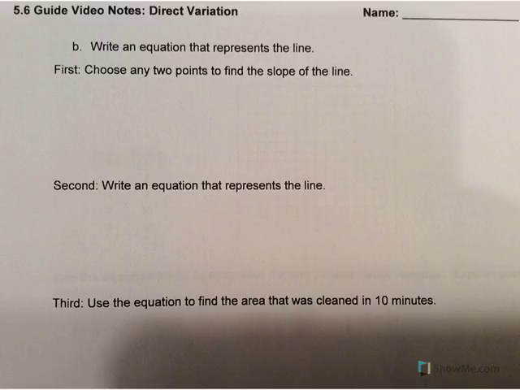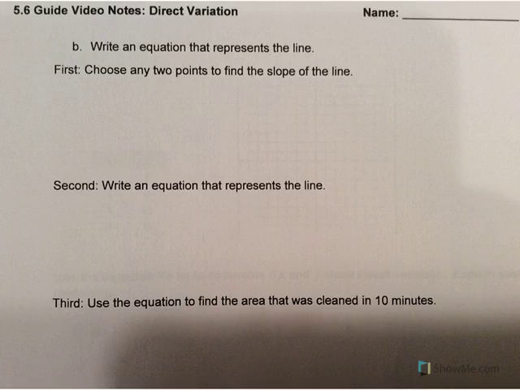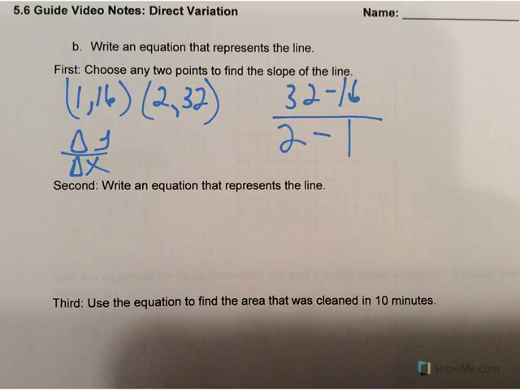Now there are questions on this graph that I'll flip back to. It says to write an equation that represents the line. It takes us through the steps. So first, choose any 2 points to find the slope of the line. I'm going to choose 1, 16 and 2, 32, just avoiding fractions. Again, we want to find the slope, so it's the change in y over the change in x. So I'm going to do 32 minus 16 on the top, and I'm going to do 2 minus 1 on the bottom, and I'm going to get 16 over 1. So that's my slope.